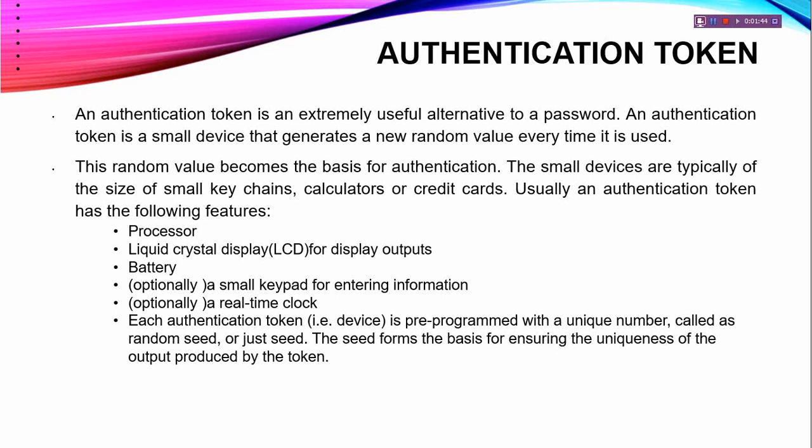The small devices are typically the size of a key chain, credit card or calculator, and usually an authentication token has the following features: a processor, LCD for display output, battery, a small keyboard for entering information, which is optional, and a real-time clock, which is also optional.